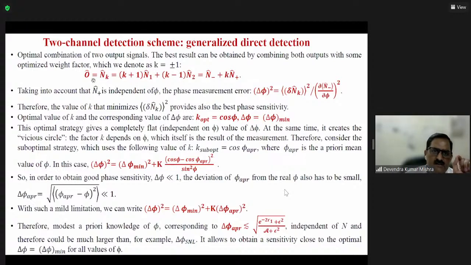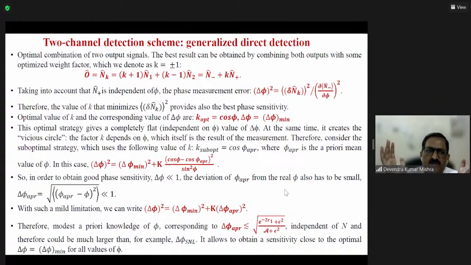Our operator is O, which is defined in terms of n minus or plus k, n plus, taking into account that n plus is independent of phi. For the phase measurement, we have an error propagation formula like this. Therefore, the value of k that minimizes the square of the expectation value of delta n k also provides the best phase sensitivity. The optimal value of k and the corresponding value of delta phi are: k optimal is equal to cos phi, and this optimal strategy gives us a completely flat value of delta phi.